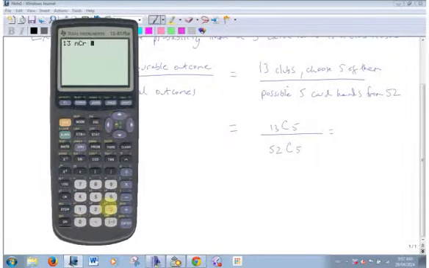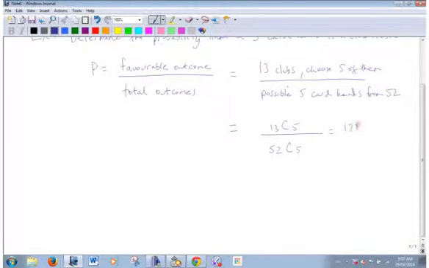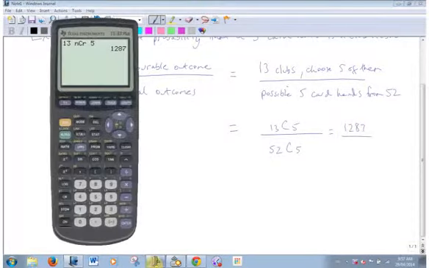13 nCr 5, 1287. Okay, because they might give you a reduced fraction, which everyone loved yesterday. Might give you a decimal. Oh, what's that?